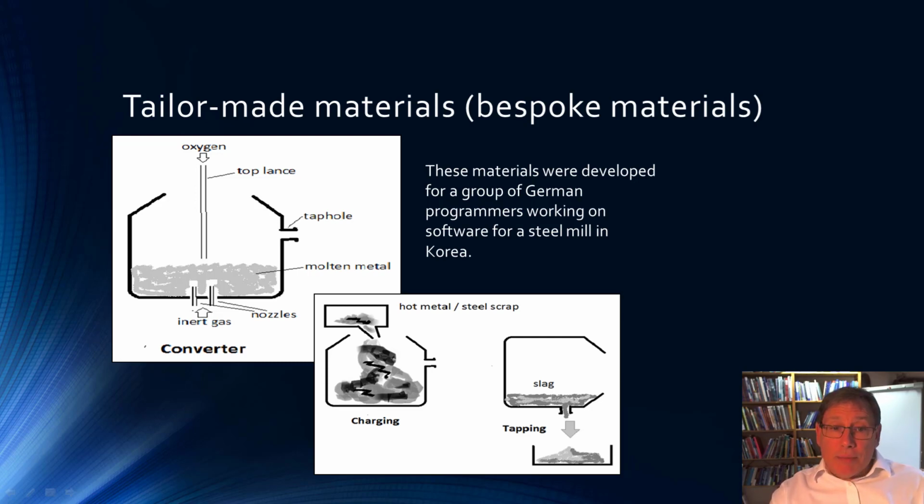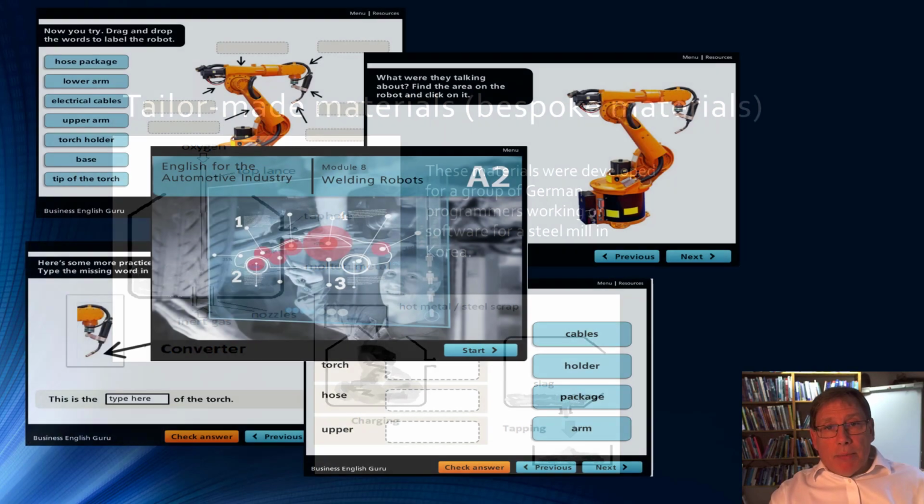You can't use authentic materials necessarily because that might be too complicated. If you pull in the real authentic materials from the workplace, it might be too hard. And so you make your own materials. You tailor make according to the needs. Of course, tailor-made materials can be anything.